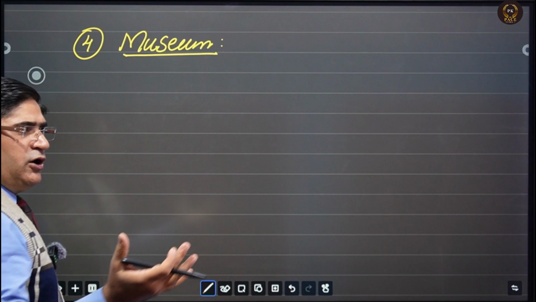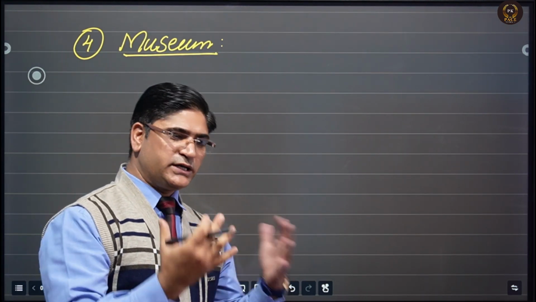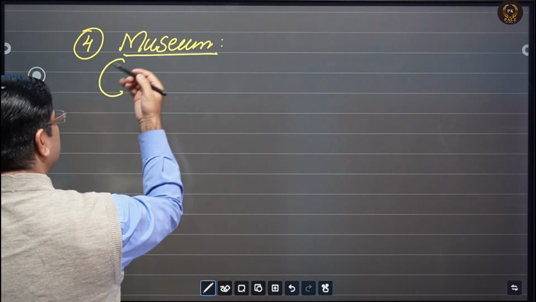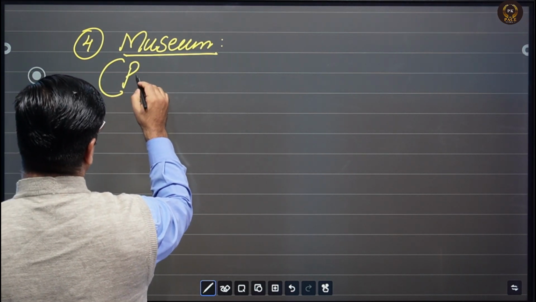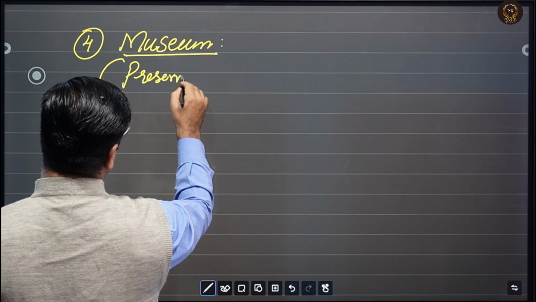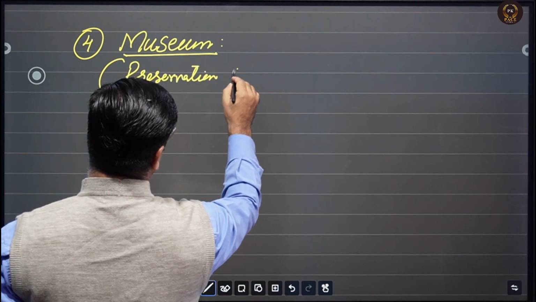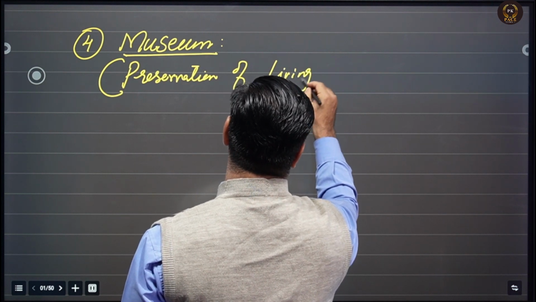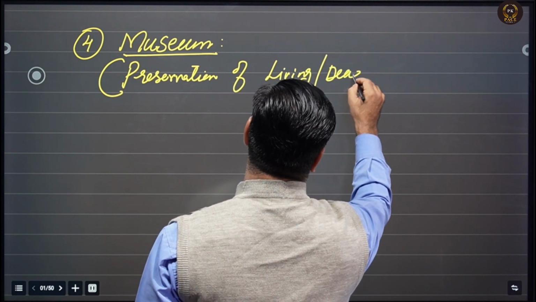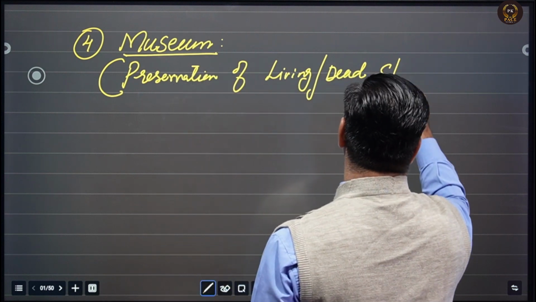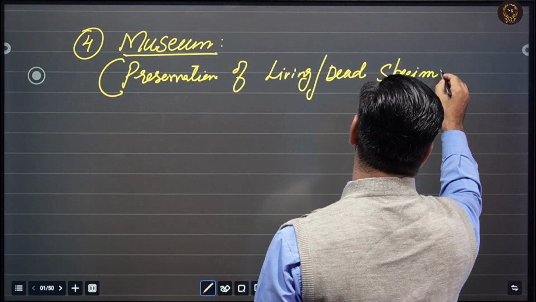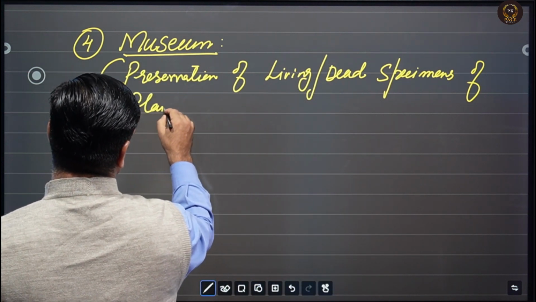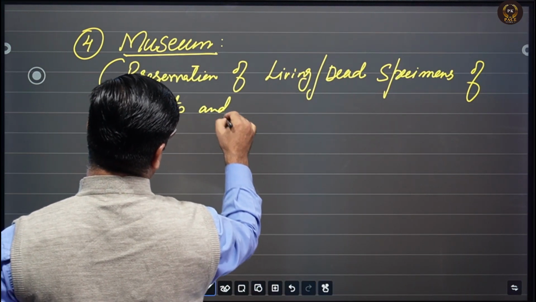Okay, now you all must be knowing what a museum is. Museum is meant for what? Museum is also meant for the preservation of living as well as dead specimens of plants and animals.